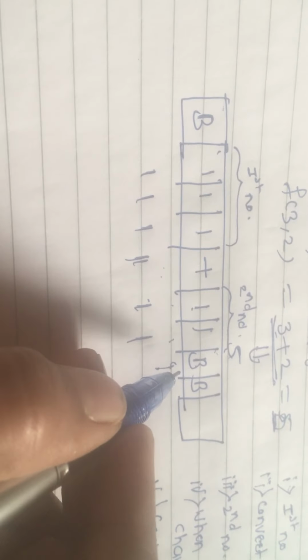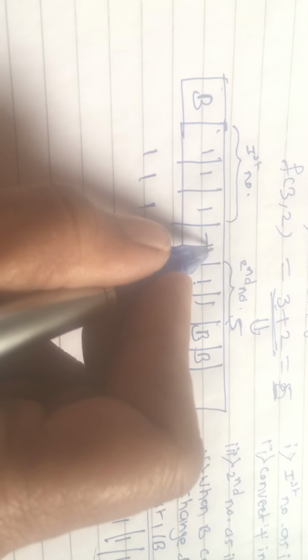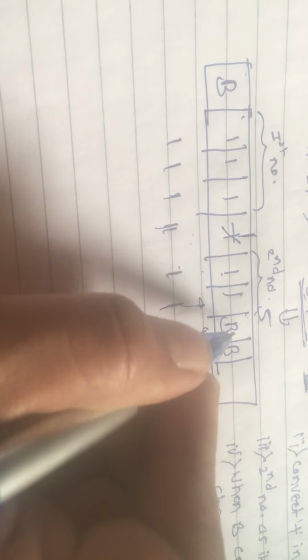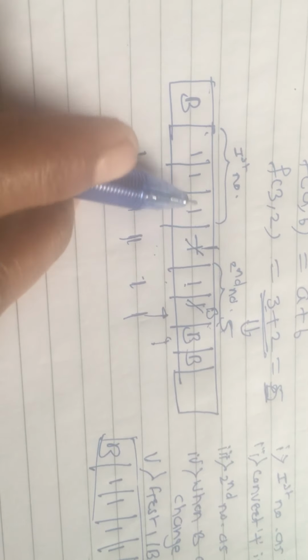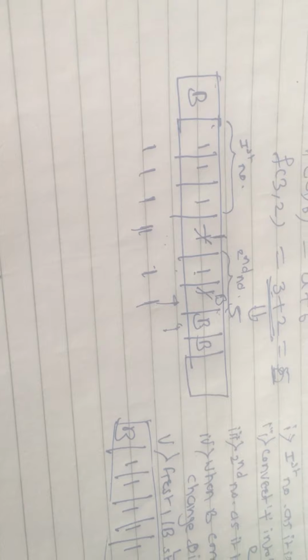Now when this B will come, now it will come to this part. Now this is converted into 1. When B will come, it will take the left direction. This one will be converted into blank. Now you will get here 1 2 3 4 5 ones. Okay, is it clear?